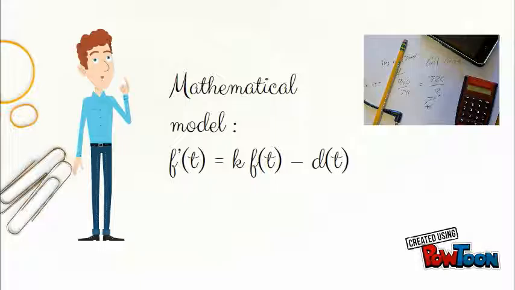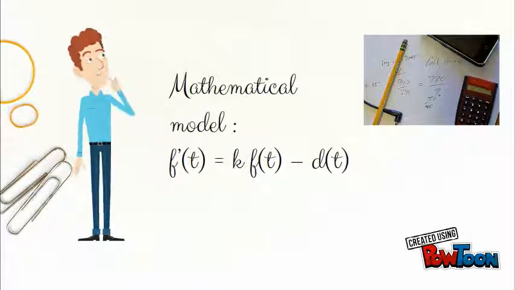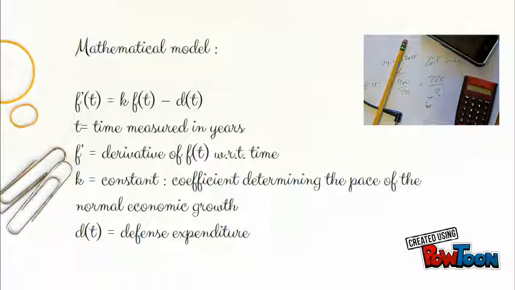Let us create a mathematical model for the rate of growth of economy with respect to the economy of the country and its defense expenditure. Simplistically, it can be modeled as rate of growth is equal to a constant times current GDP minus the defense expenditure. Mathematically, it can be represented as f'(t) = k f(t) - d(t). Here t represents time measured in years, and f'(t) is the rate of change of GDP.